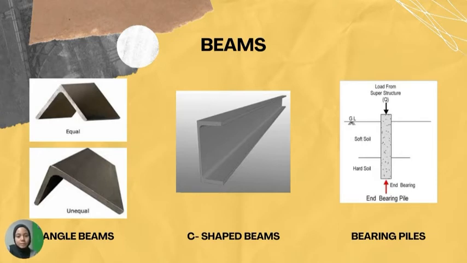Second is C-shaped beam, also called C-beam or structural C-channel. It features a C-shaped cross-section with top and bottom flanges connected by a web structure. Next is bearing piles. Bearing piles have a hinge shape to transfer loads to provide a deep foundation system if a structure cannot have a shallow foundation.